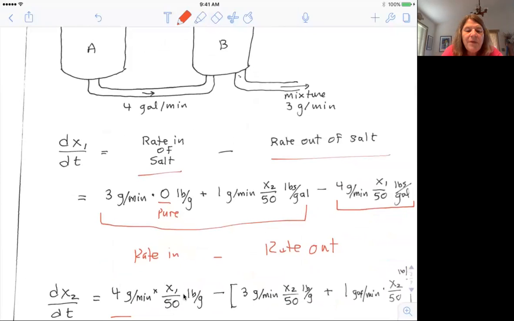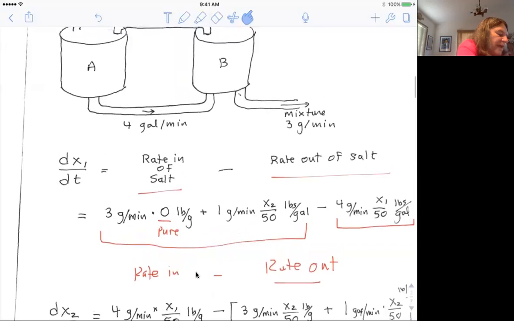Again, gallons per minute, pounds per gallon, gallons cancel out. I've got pounds per minute. The amount of mixture in the tanks is not changing. It's staying at 50. The amount of salt is. So I have to figure out that ratio there. Okay, the second part says minus the rate out.